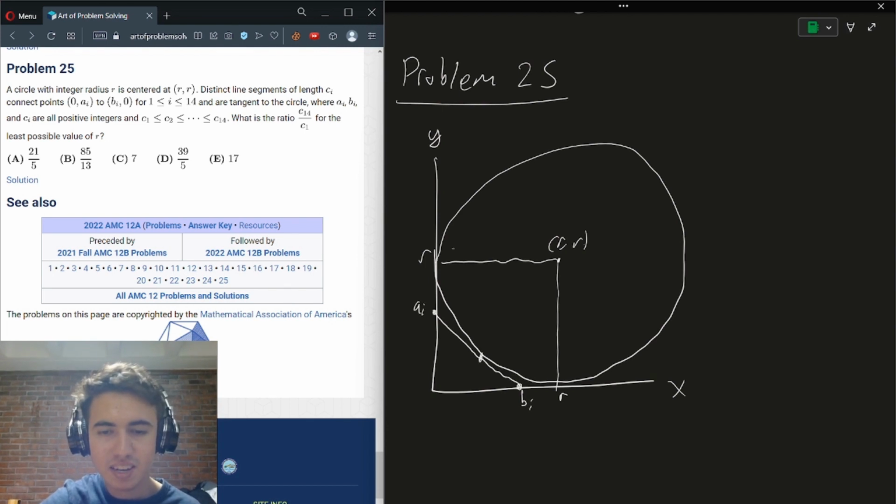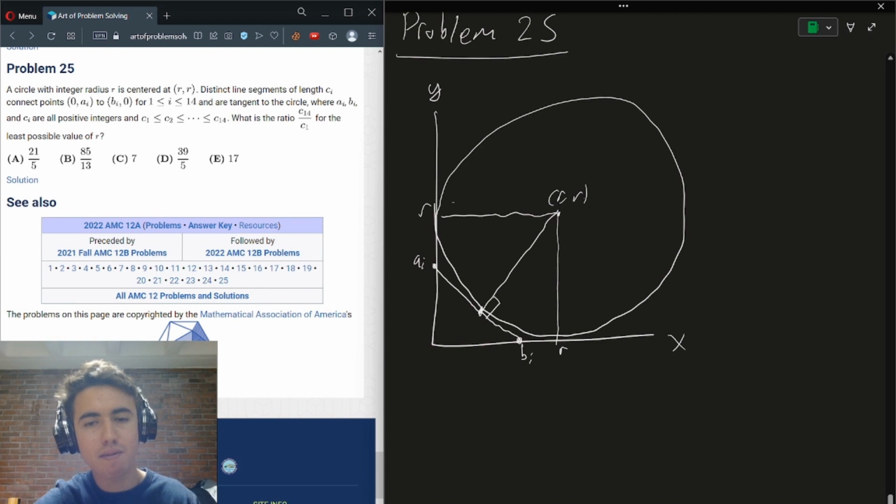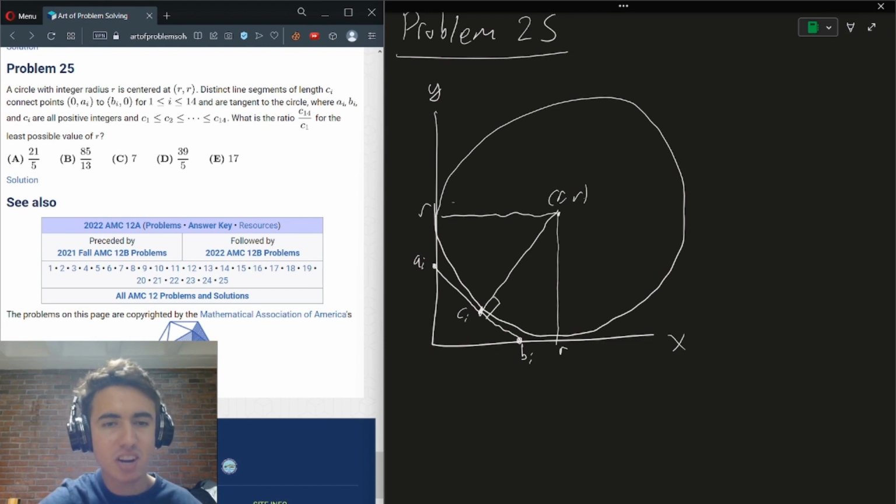We see that it should be tangent to the circle, right? So of course that means there's a radius that intersects it, and it's perpendicular to our line segment. And we want to know the case of r where there are 14 different line segments, and we denote their length ci, and then we want the ratio of the largest to smallest length.